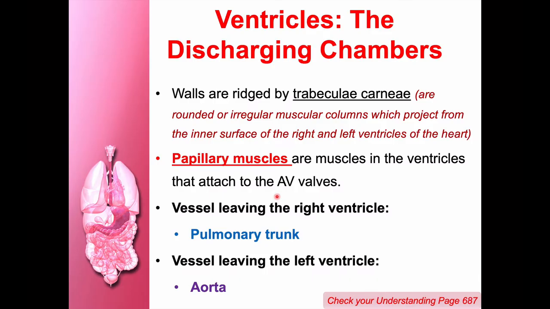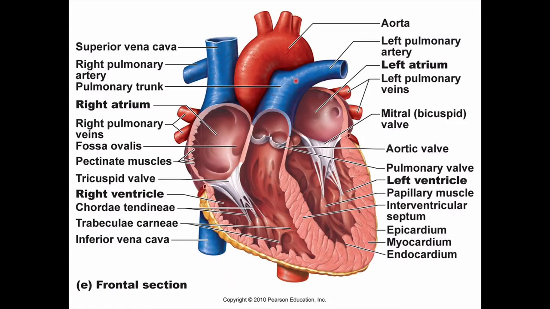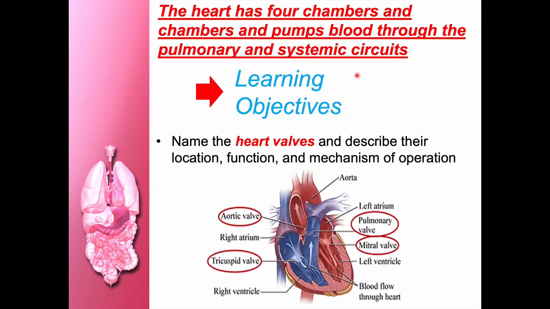Okay, so the vessel leaving the right ventricle is the pulmonary trunk. The vessel leaving the left ventricle is the aorta. So if you see, this is the pulmonary trunk that is going to the right lung and the left lung, and this is the aorta that starts in the left ventricle, and it goes and forms the arch in the superior aspect of the heart. Okay. Now let's go to the learning objective.